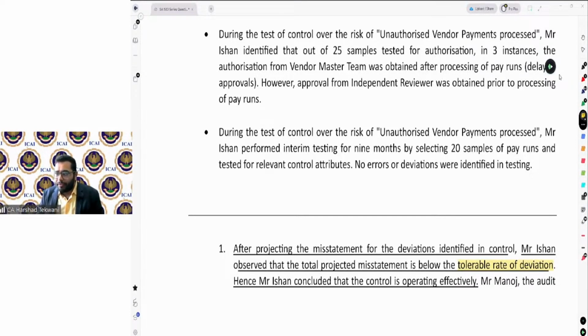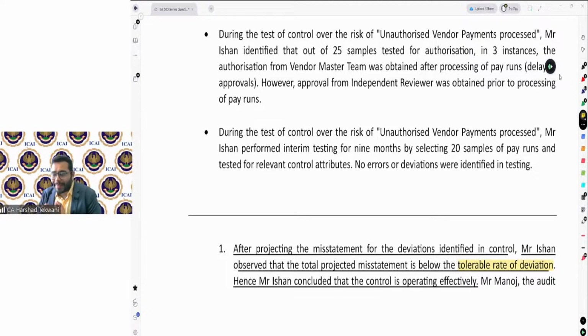Basically, a tolerable rate of deviation is the rate of deviation which is prescribed by the auditor only. Now, for example, I could say there is a tolerable rate of deviation of 5%. Means up to 5%, I can tolerate the deviation in this particular control, or with other components of this particular control or this particular process, I can tolerate deviation up to 5%, but not more than that.